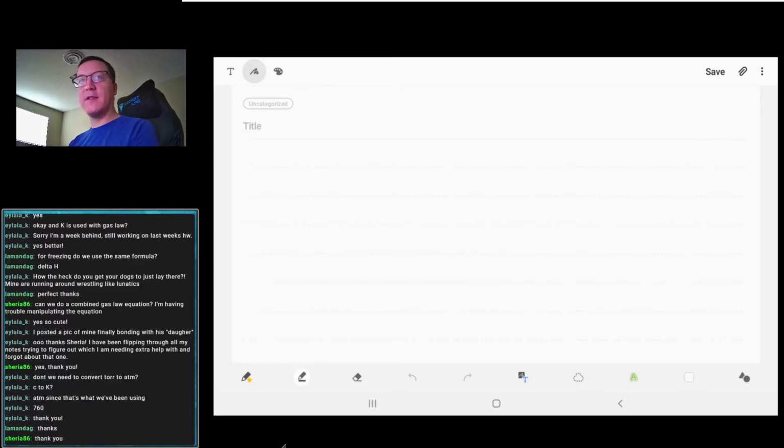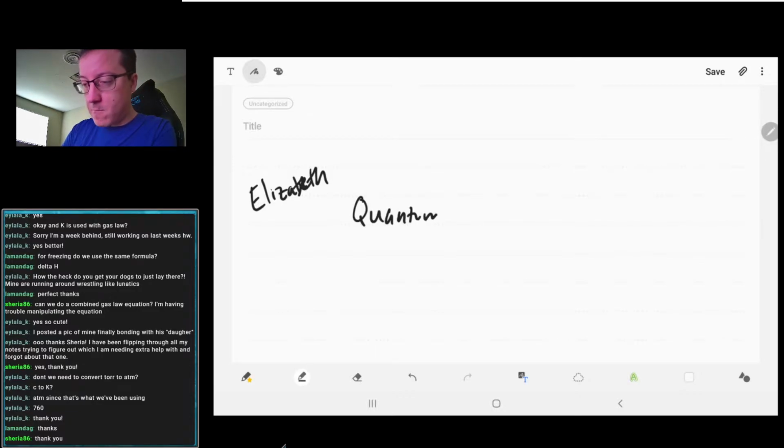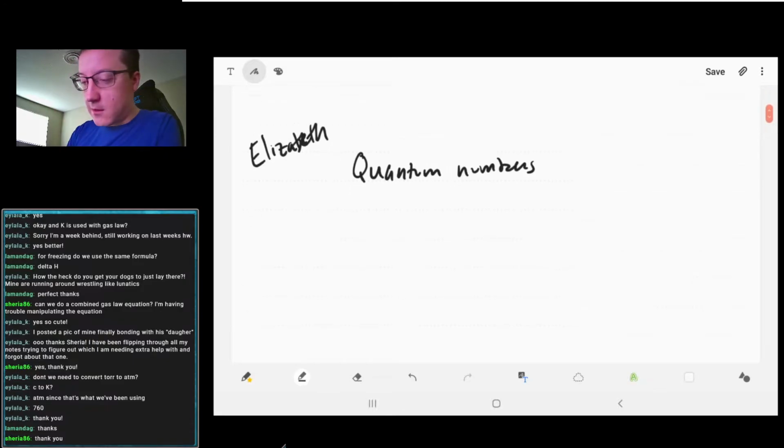Okay, so we have, looks like, two questions that you guys want to go over. I'm going to go over the second one first. I'm going to do Elizabeth's question. If I could spell her name correctly. Okay, so we're looking at quantum numbers, and we're seeing which one is legit, basically.